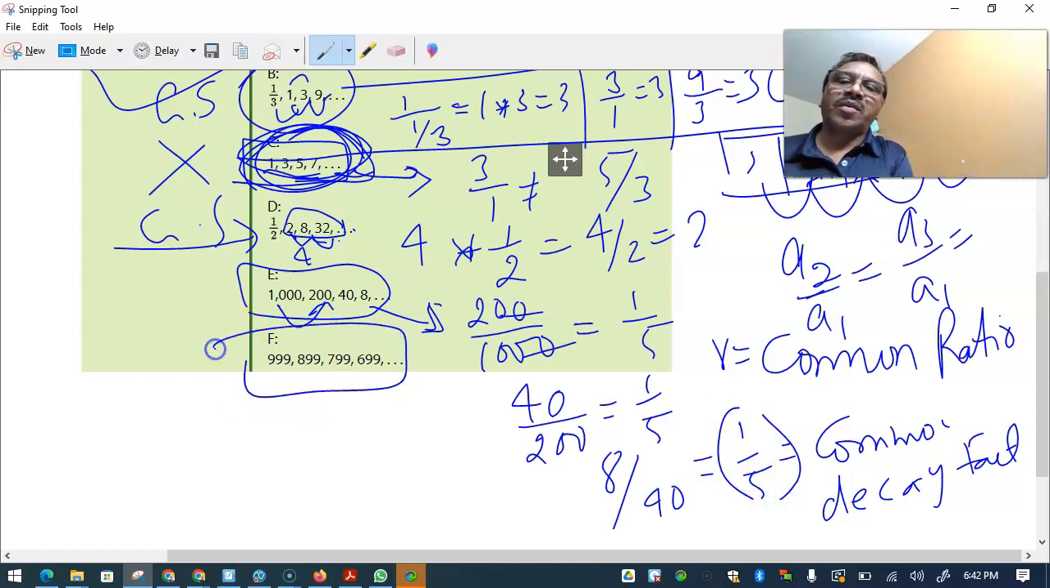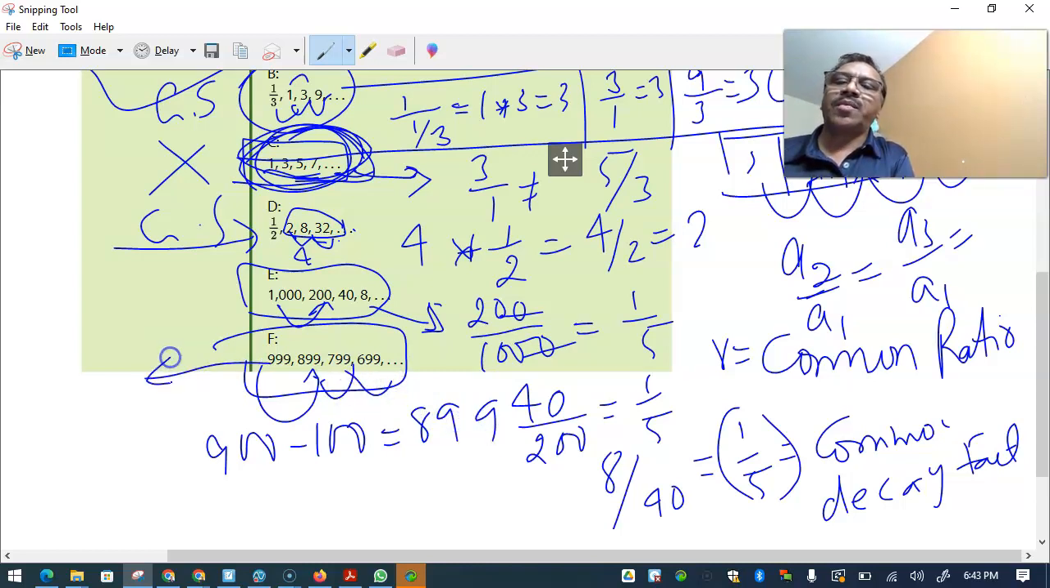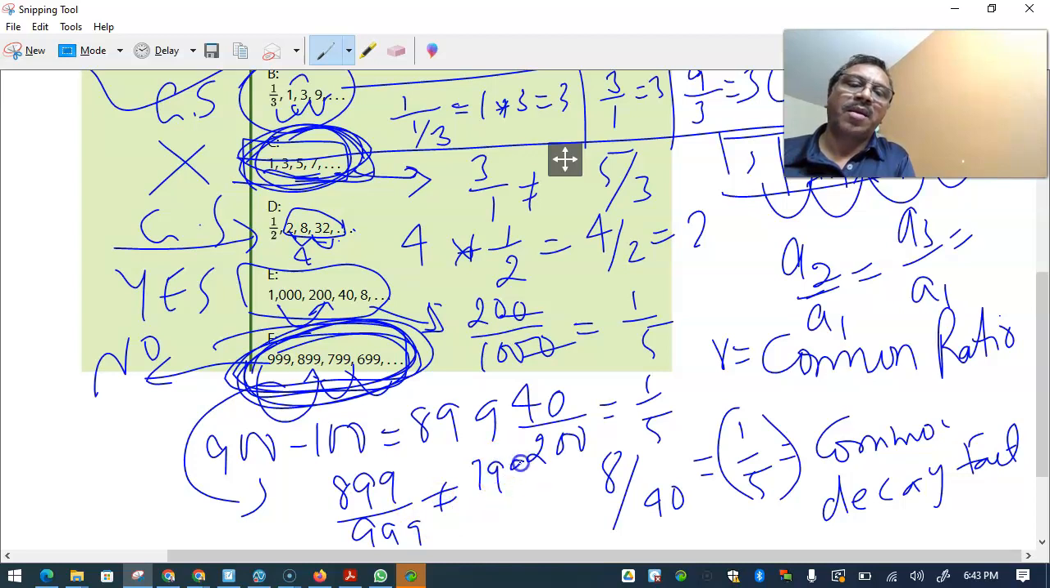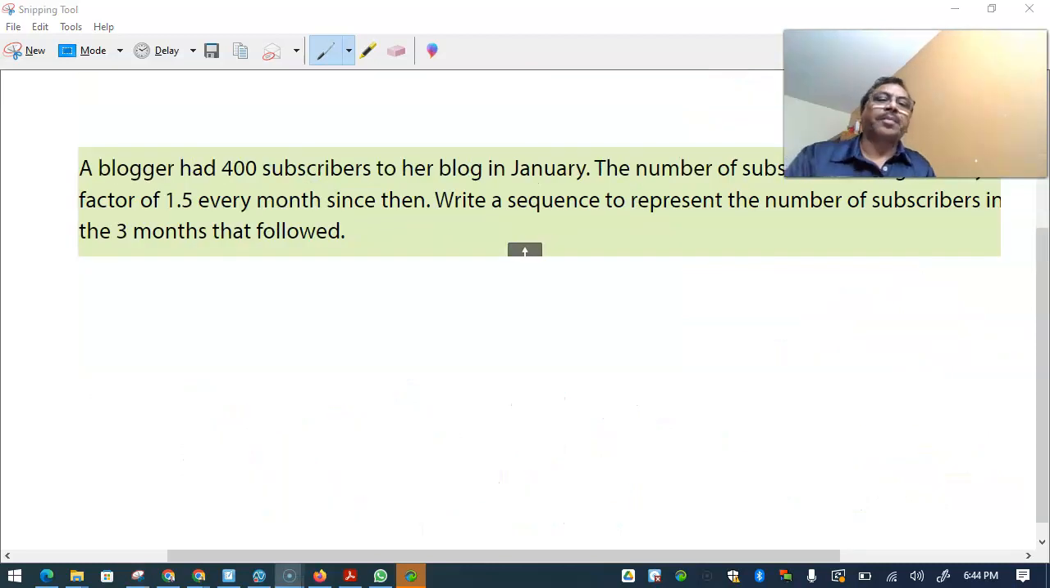And the last one, you see, every time it decreases. That means 900 minus 100 is 800. So it goes on decreasing by 100. It doesn't multiply. So this is yes, this is no. You have to write in your own English words why you say this is not a geometric sequence. You can clearly see it grows by a constant amount. So that's the first one.